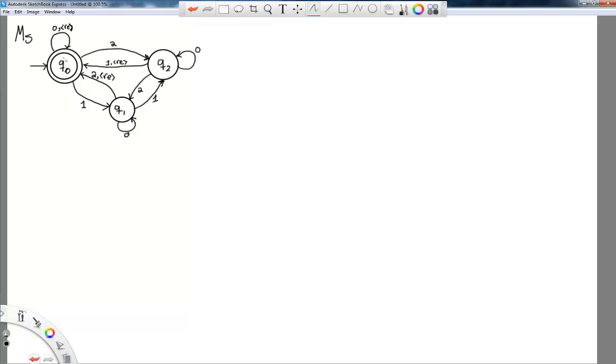So Q sub 0, when it sees 0, it stays in Q sub 0. When it sees reset, it stays in Q sub 0. When it sees 1, it goes to Q sub 1. When it sees 2, it goes to Q sub 2. Q sub 1 stays in Q sub 1 for 0. For 1, it goes to Q sub 2. For 2 or reset, it goes back to Q sub 0. Q sub 2, for 0, it stays there. For 2, it goes back to Q1. And for 1 or reset, it goes back to Q sub 0.